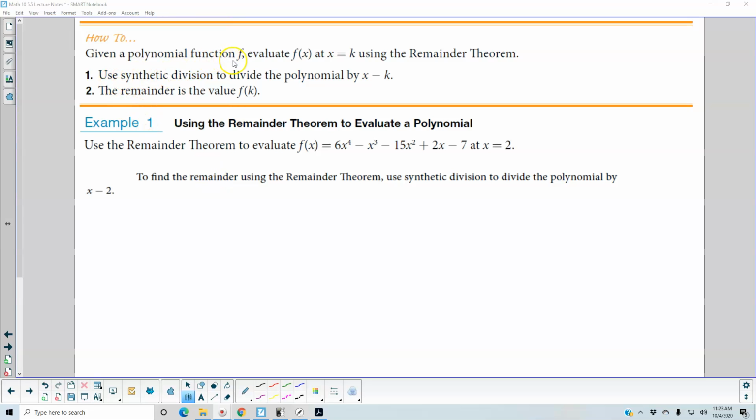Given a polynomial function f, evaluate f of x at x equals k using the remainder theorem. Step number 1, you're going to use synthetic division to divide the polynomial by x minus k. Step number 2, the remainder is the value f of k.